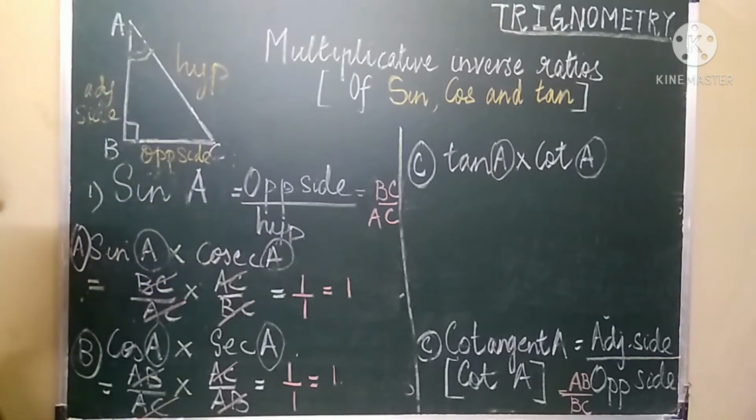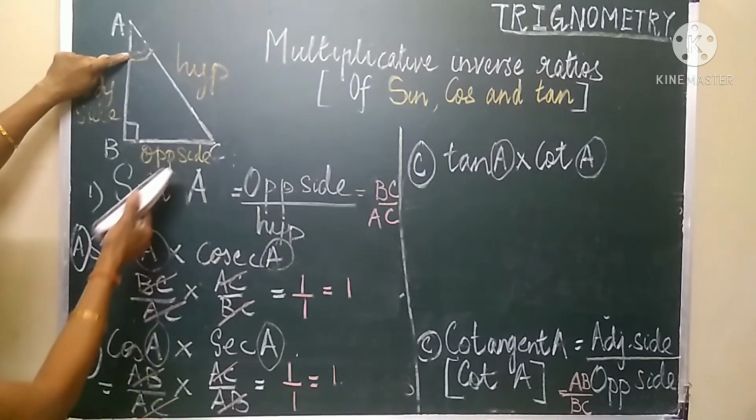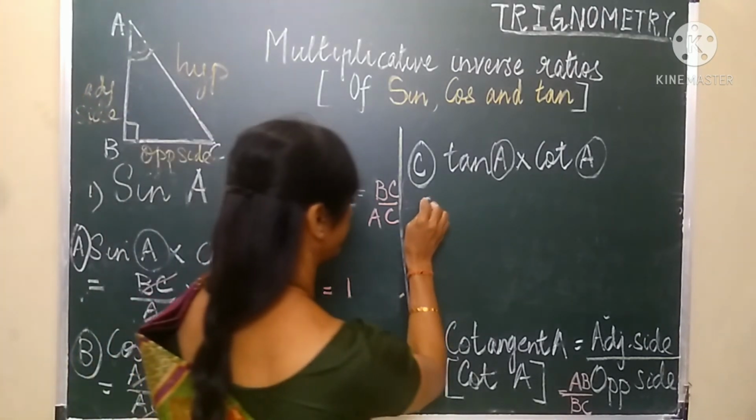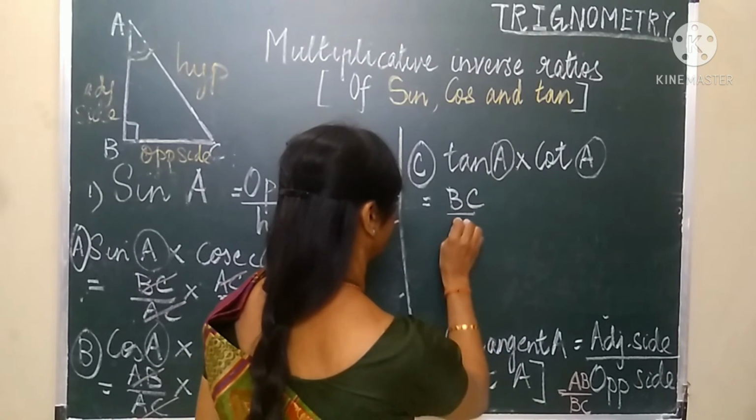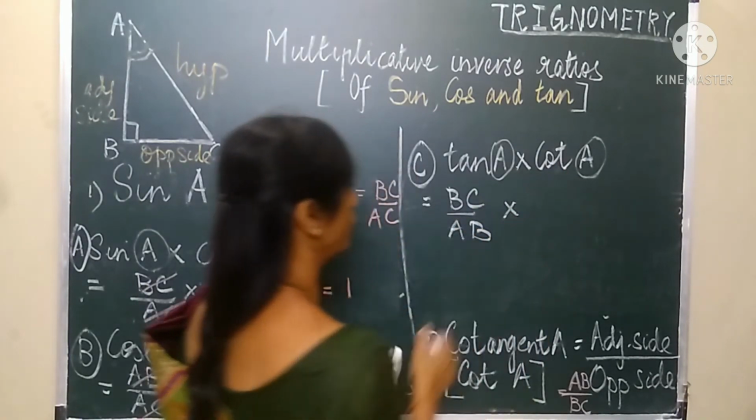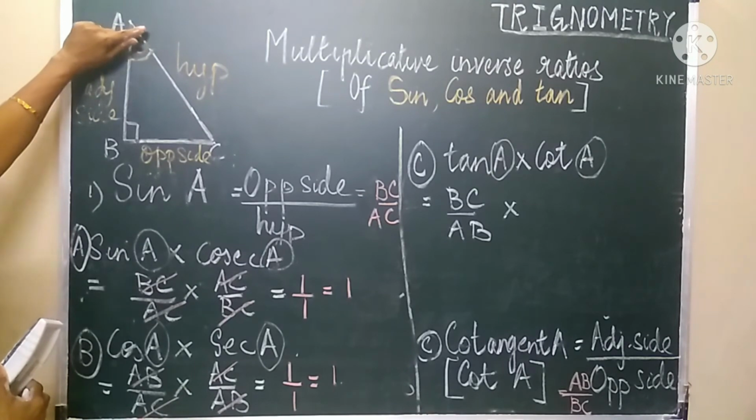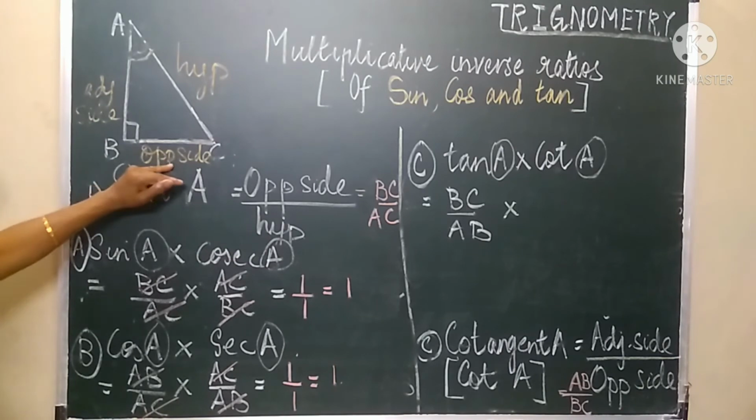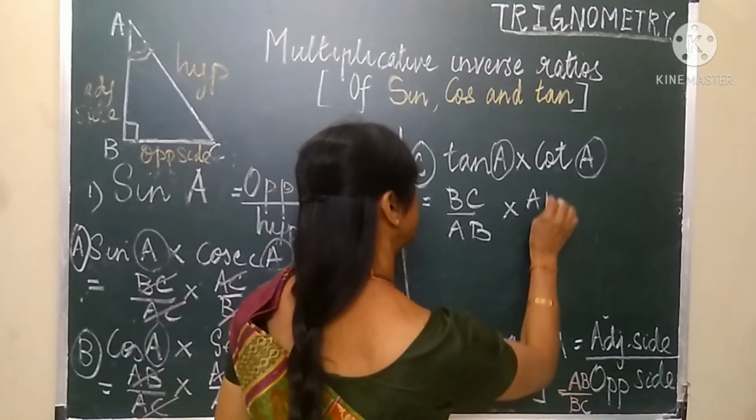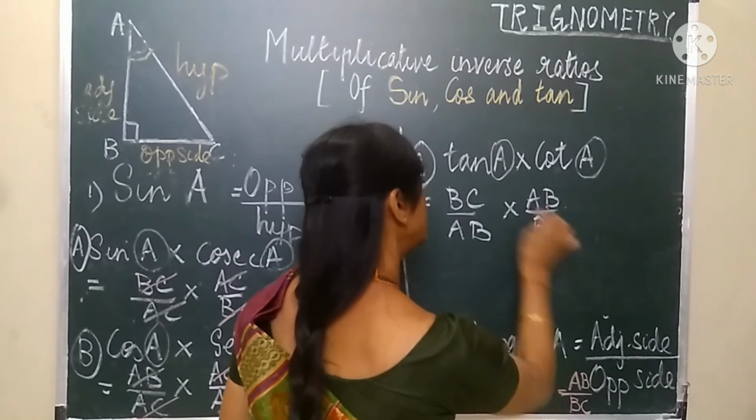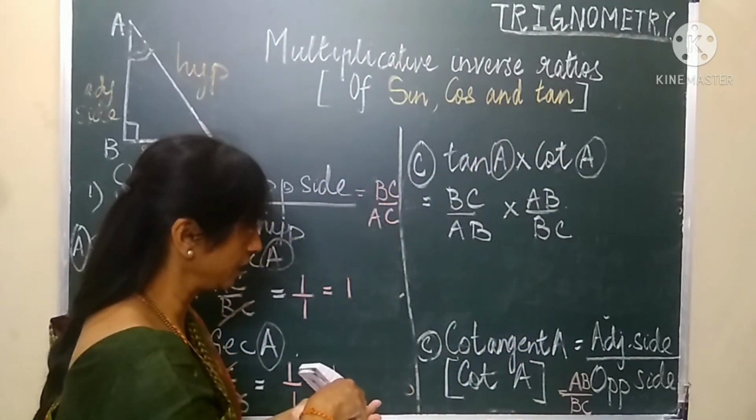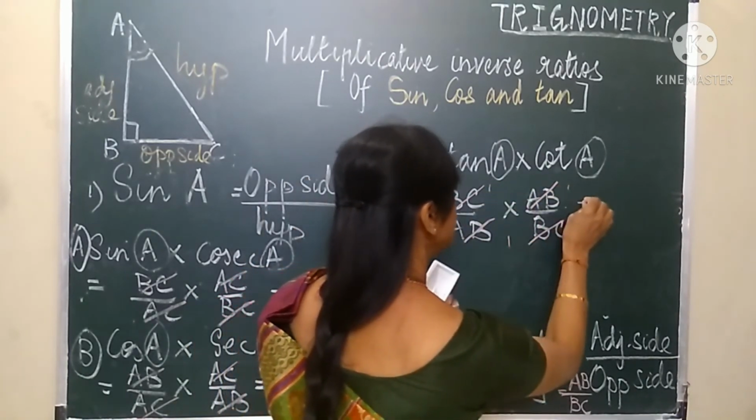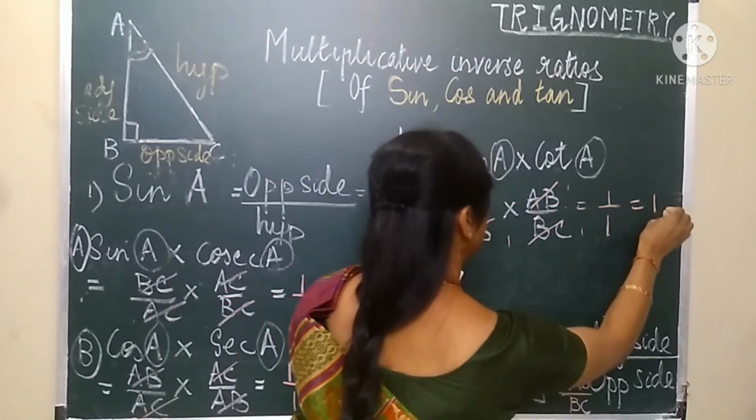Now what is tan of any angle? Tan of any angle is opposite side upon adjacent side, that is BC upon AB, multiplied by cot of any angle. What is cot of the same angle? It will be adjacent side upon opposite side, that is AB upon BC. They are just the reciprocals of each other. So definitely we are able to reduce. So what is the answer again? 1 upon 1, which is equal to 1.